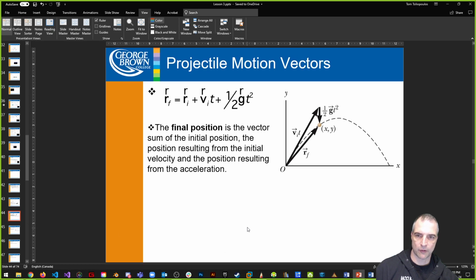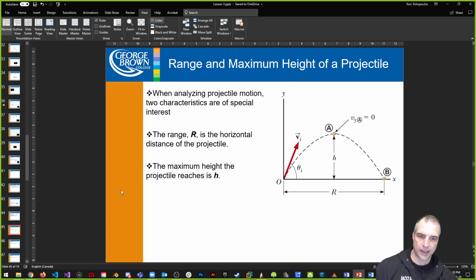Okay, so here we just talked about the projectile motion of both vectors. I'm going to keep moving. And it talks about how to figure out the range and maximum height of a projectile. When analyzing projectile motion, two characteristics are of special interest. The range, R, is the horizontal distance of the projectile. What's the distance between the origin on the x-axis and the final position on the x-axis? That's called the range. So whenever you say range in your mind, it's the x-axis. And then H is the height, the apex of the motion, where Vy is equal to 0. All right? So those are characteristics of the motion.